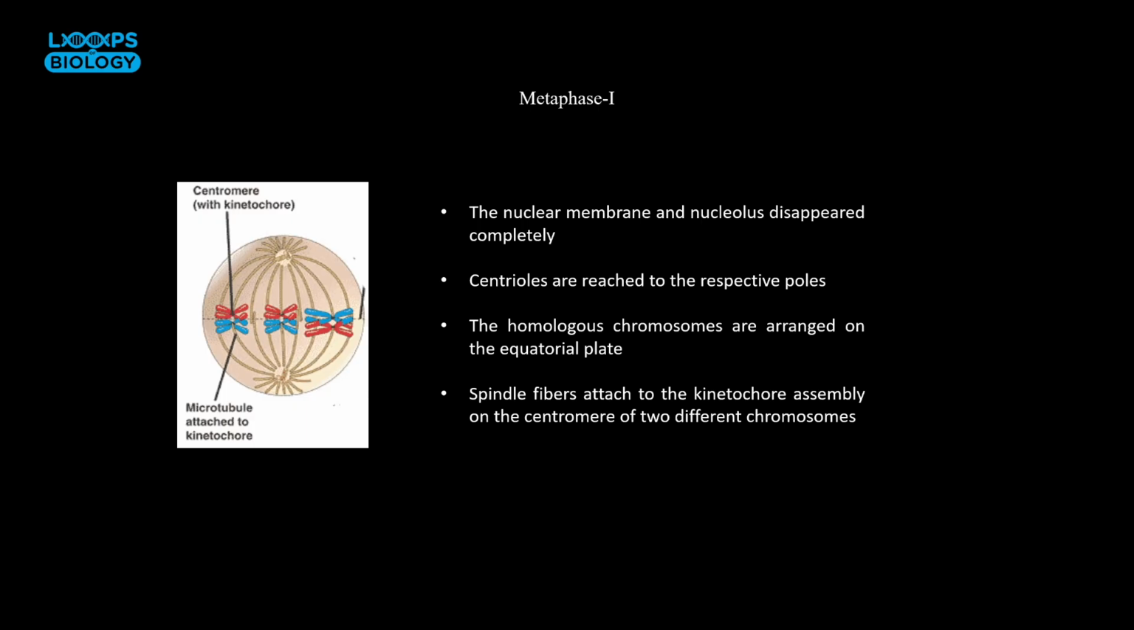Now, what is metaphase 1, guys? From here onward, the chapter becomes very easy. If you are very clear with mitosis, then this chapter won't have any problem from this point. In metaphase 1, the nuclear membrane and nucleus disappear completely. That means your pair of homologous chromosomes is exposed.